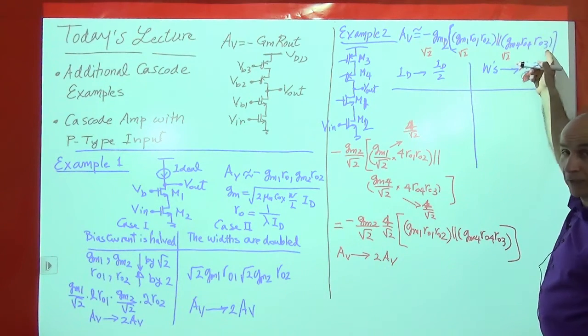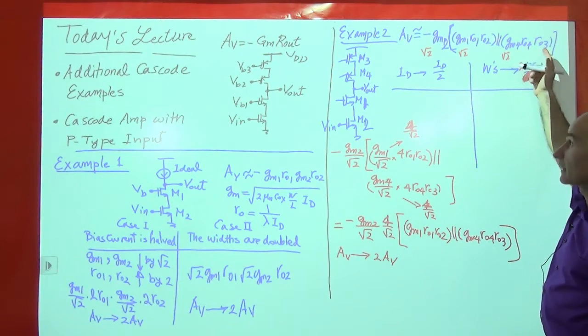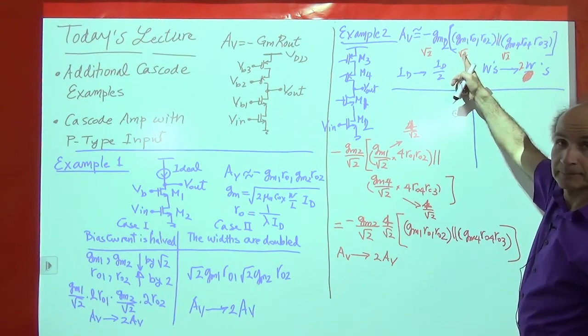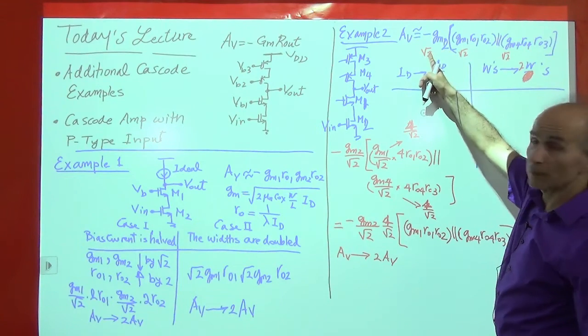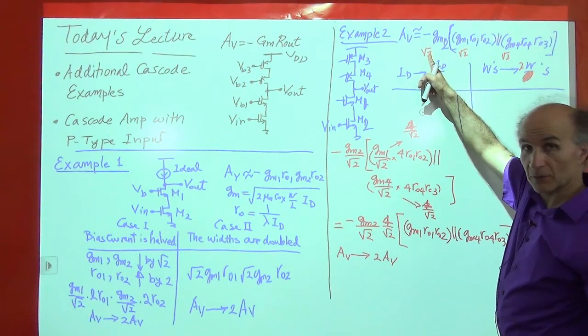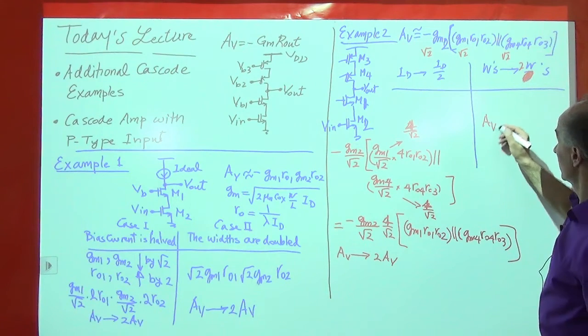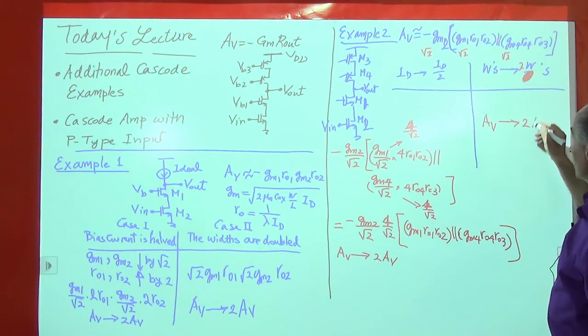RO4 and RO3 do not change. So now what happens? I can factor out the square root of 2 from here and then multiply by square root of 2 here. The net result is also a factor of 2. So in this case, as well, AV goes to 2AV.